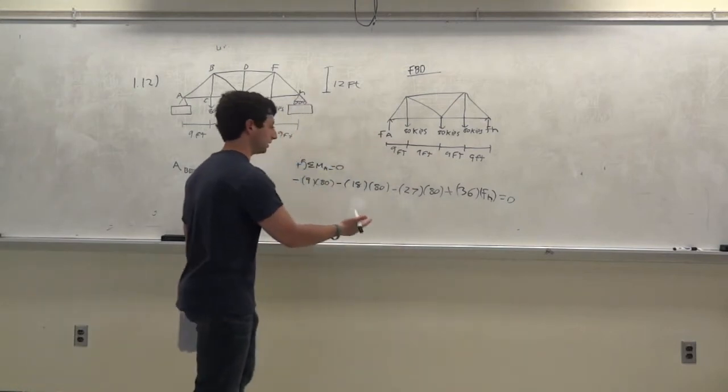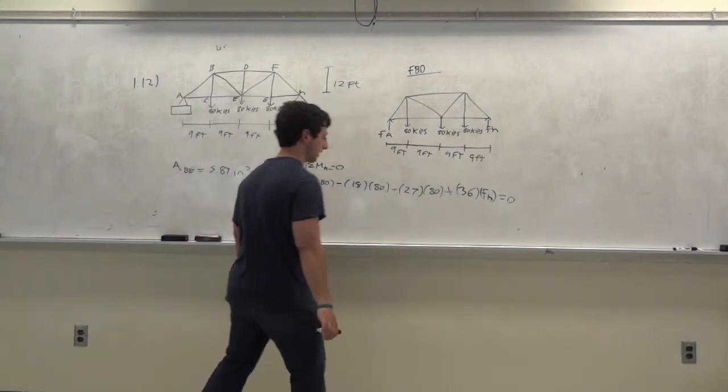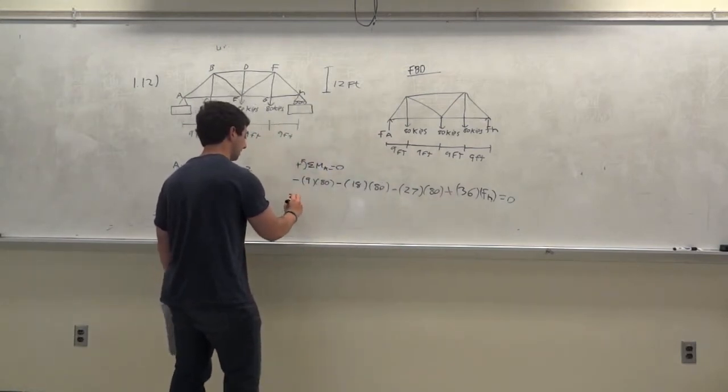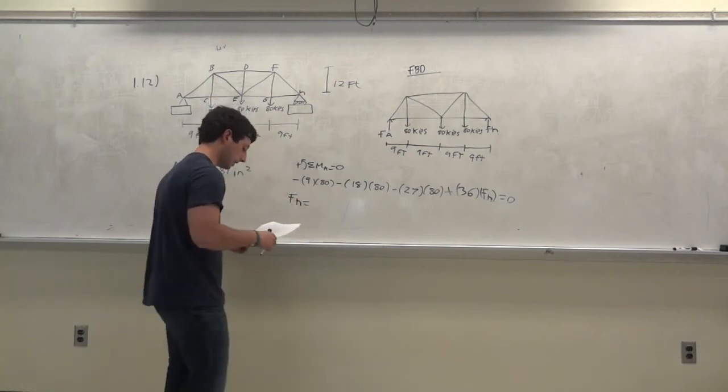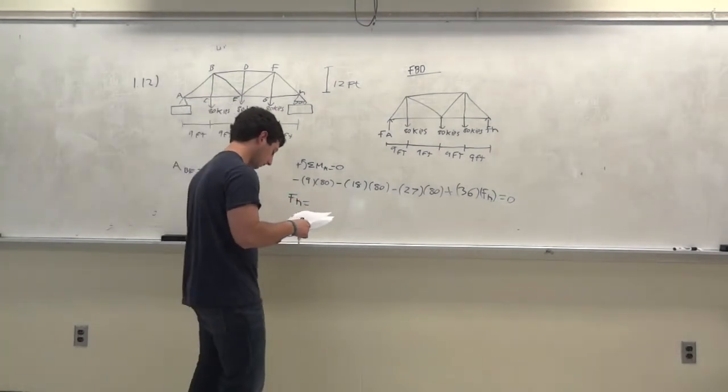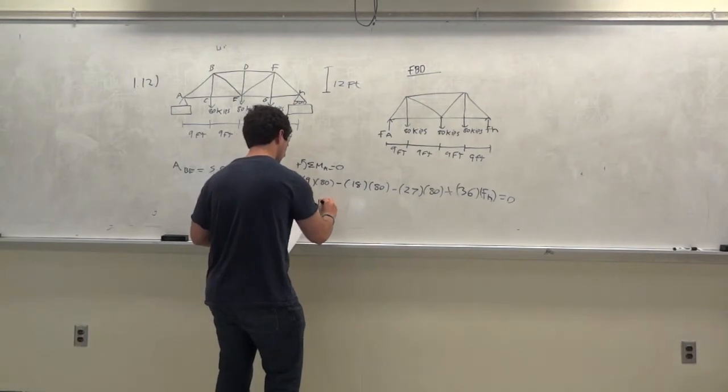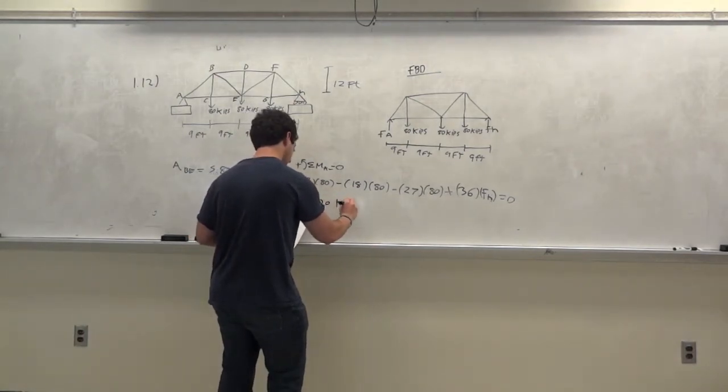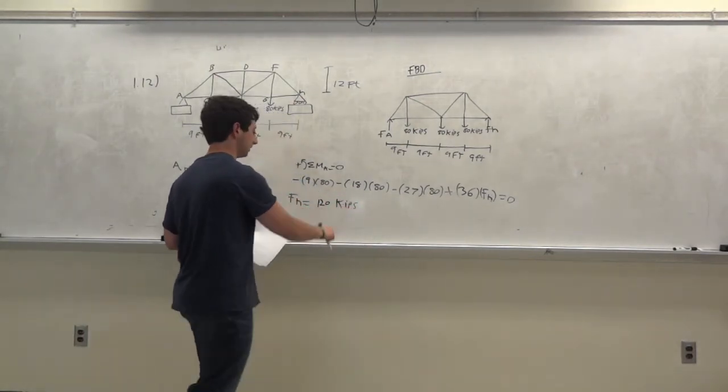Okay, so the only unknown obviously is the reaction force at H. So we want to solve for FH. So FH is equal to 120 kips. And this is kilopounds.